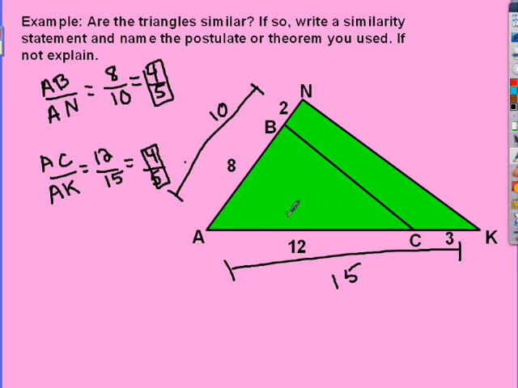Well, there's no such thing as SS similarity, so that tells me I need something else for my picture. Remember when we did overlapping triangles? Do you see how these two sets of triangles overlap? Which angle is in both? Angle A. So I could say angle A is congruent to angle A because of reflexive.